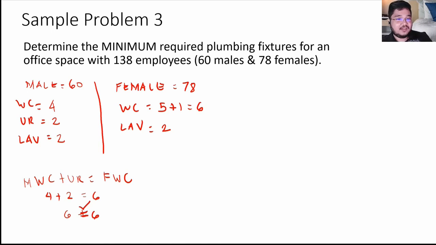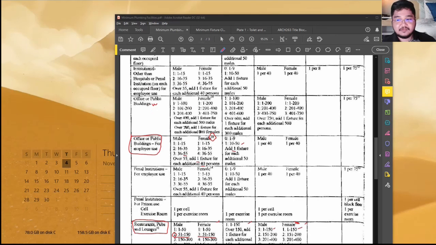So your final tally will be for the male restroom. For this problem, we have 4 water closets, 2 urinals, and 2 lavatories. And then for the female, we have 6 water closets and the same amount of lavatories, which is 2. Okay, so I'm going to upload these correct answers in the files tab, and then try to solve these problems again using the table so that you'll know that you did the process correctly.